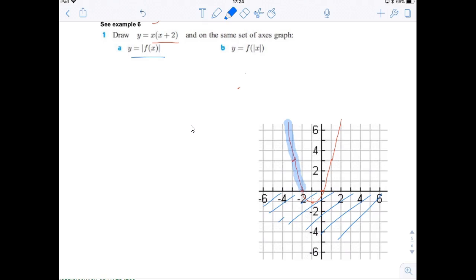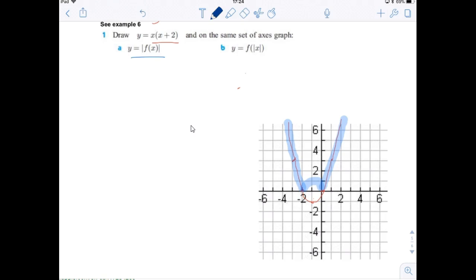That's not a very thin highlighter. And then it'll curve up like that, and then it'll go up, you see? So the part that goes below the x-axis would reflect up so that it was above the x-axis. So that's the blue one there.